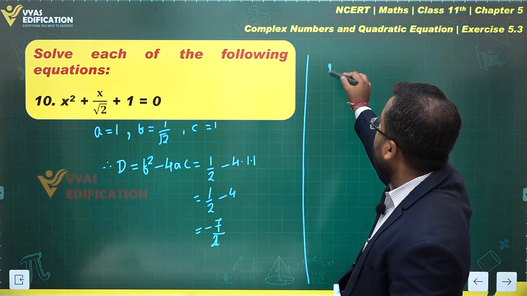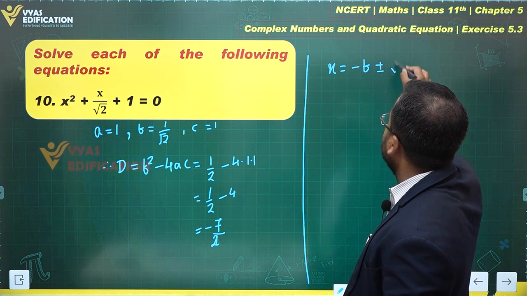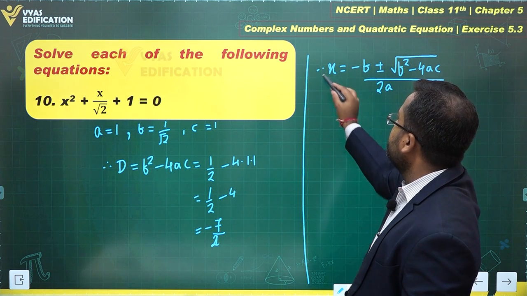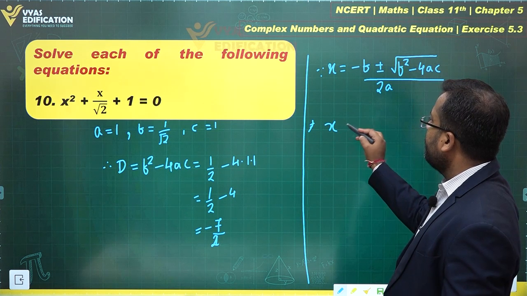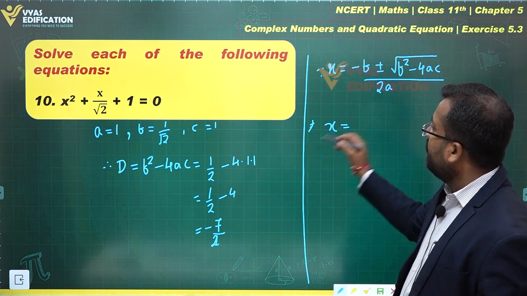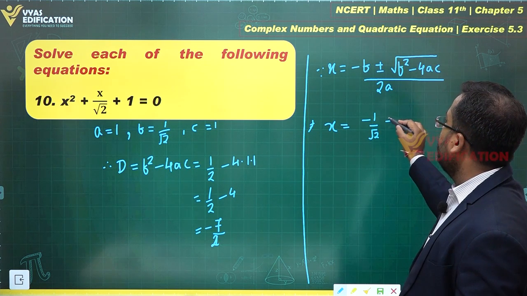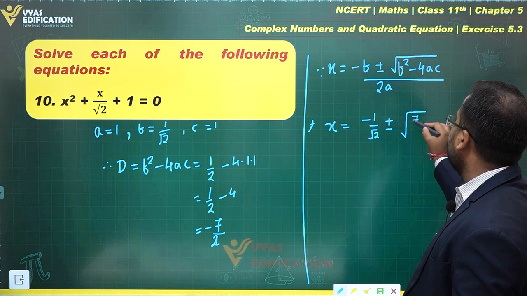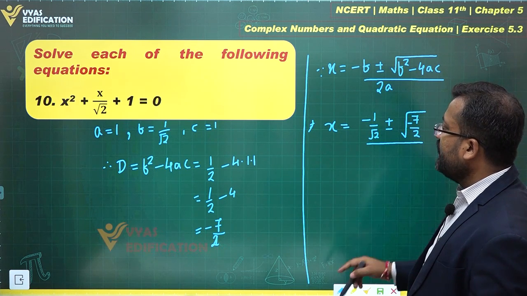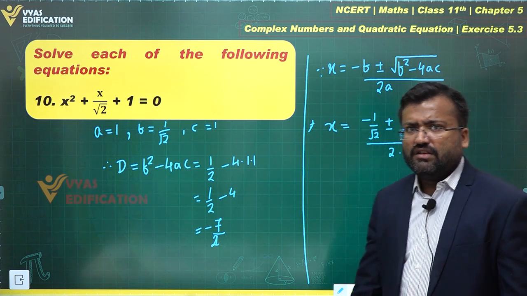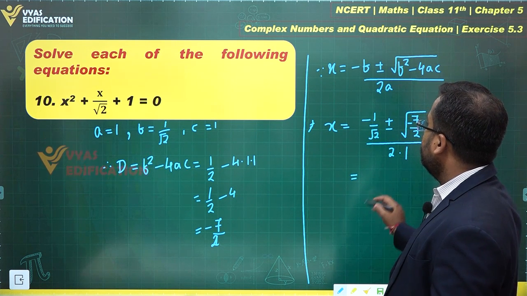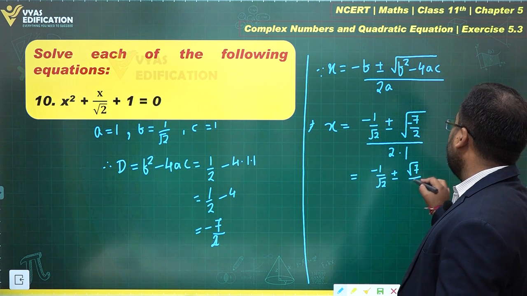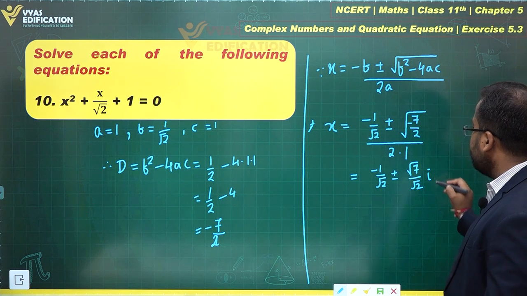By the Sridharacharya formula, x equals minus b plus minus under root of b square minus 4ac upon 2a. Since this is equal to this, which implies x equals minus b, minus 1 by root 2, plus minus under root of this whole thing, which is under root of minus 7 by 2, whole divided by 2 times a, which is 2 times 1. This is what I am getting. This is minus 1 by root 2, plus minus this is root 7 over root 2 and root minus 1, which is I, whole divided by 2.